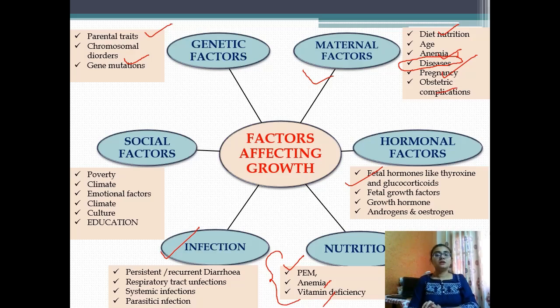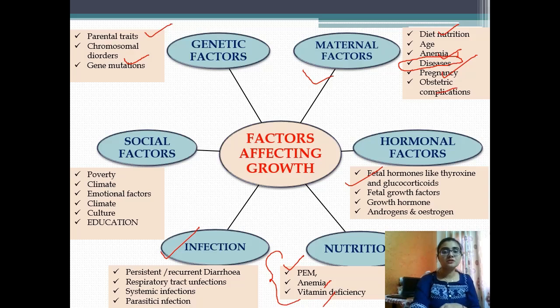Then about infection. It is very important to remember that if there are recurrent infections, the child will suffer from growth problems, right? So persistent or recurrent diarrhea, and second is recurrent respiratory tract infection. These two things lead to growth restriction in a child. Growth will be compromised in that child. And third very important is parasitic infection. Parasites in the gut do not let the baby grow. Baby cannot grow with parasites, right? So these things should be managed, should be checked in a growth deprived baby in which the growth is compromised.